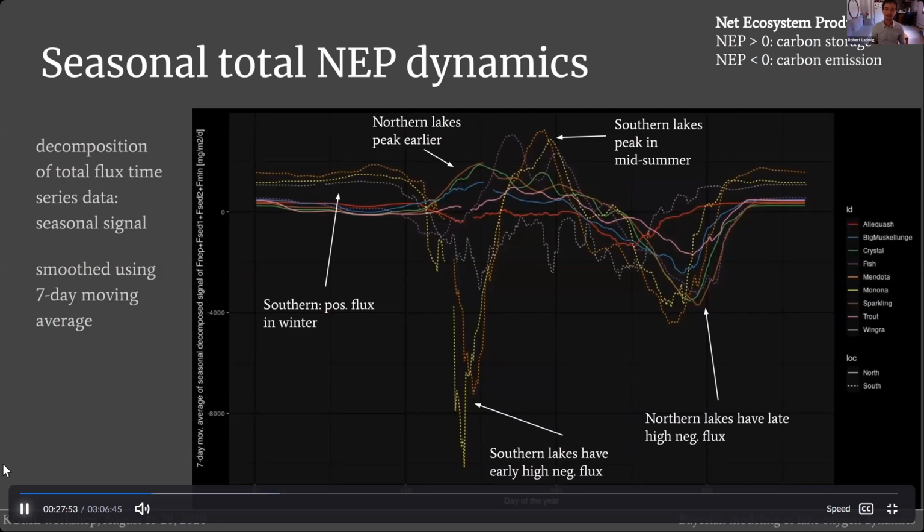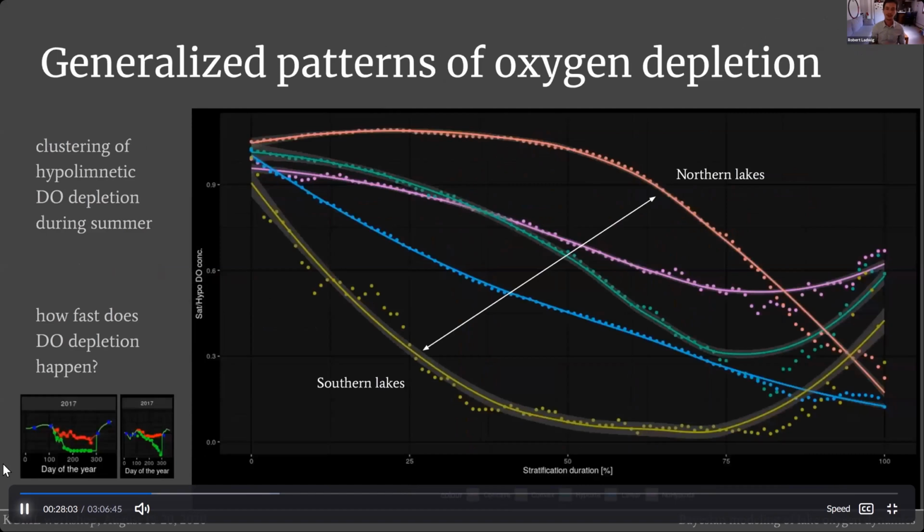And we also tried to generalize the patterns of how fast the oxygen depletion happens. So here on the left side, please remember that sometimes the green line goes really fast or sometimes really slow, so the concentration at the bottom. And now we cluster these responses over time. So this big plot shows you the oxygen concentration on the y-axis against the time of summer. So the x-axis goes from 0 to 100% of summer being over.